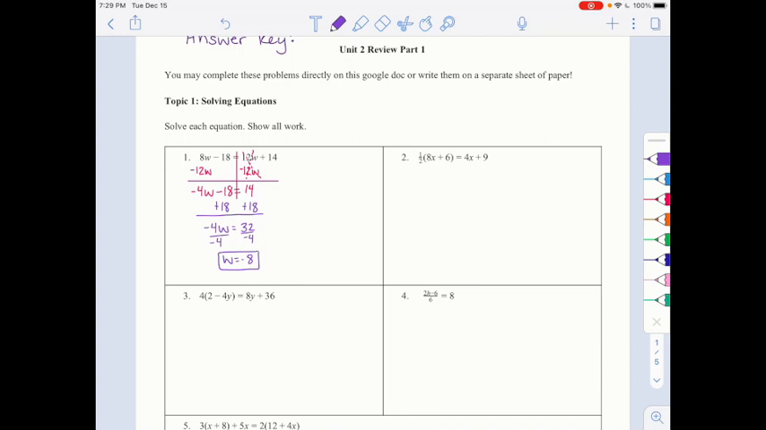And you could check that by subbing that back into the original. I'm going to skip that for time, but you can always check to see if your answer is correct.